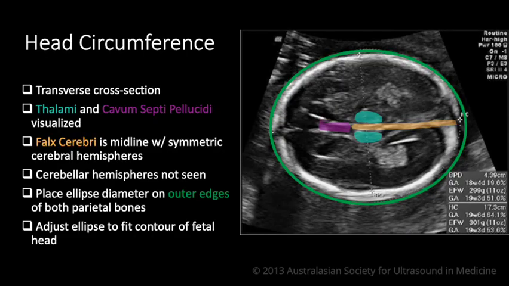So taking a head circumference, the good news is we take it in the exact same plane that we take our biparietal diameter. So once you get that good image on your screen, you can take both measurements and you don't have to adjust your scan at all.